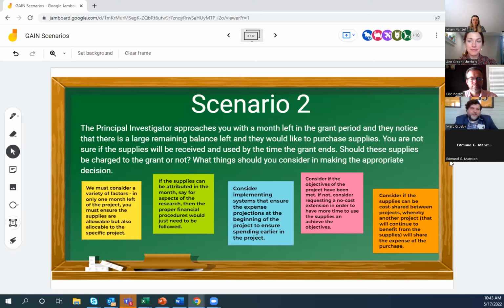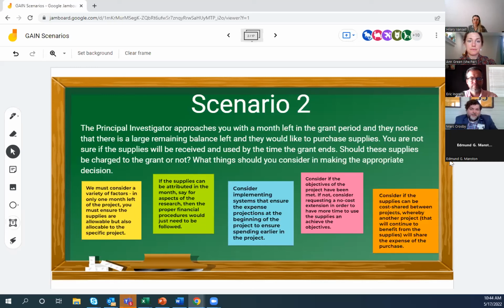I think you did a really good job of coming at this from different perspectives. I think the first point is really important, to make sure that the expenditure follows the direct cost guidelines and is within uniform guidance, making sure that the expense would be both allowable and allocable to the specific project that's paying for it.